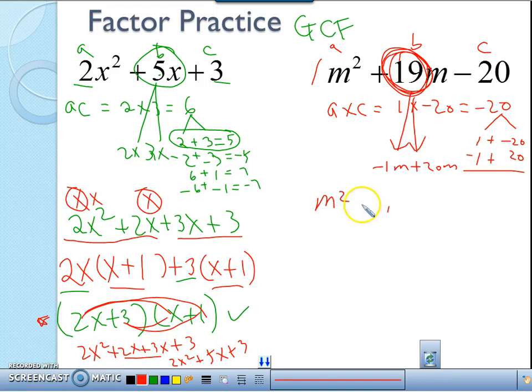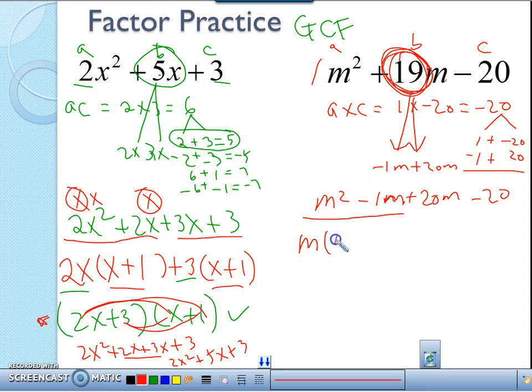So you just write the rest: m squared minus 1m plus 20m minus 20. The first A and C, just write them down, and expand the middle part. Once you do that, you can factor the first two. So m squared minus 1m. What is their GCF? Their GCF is m.